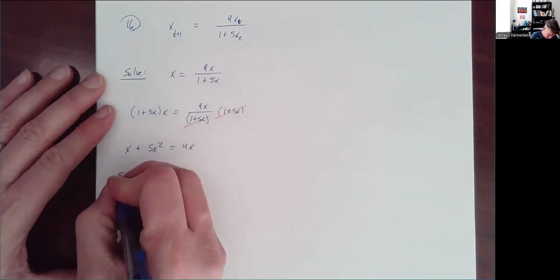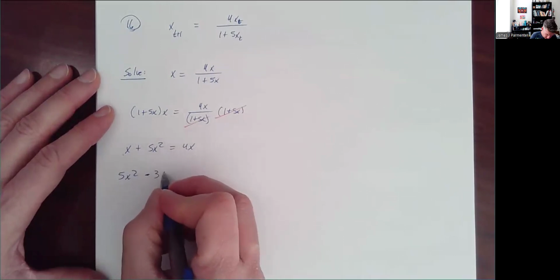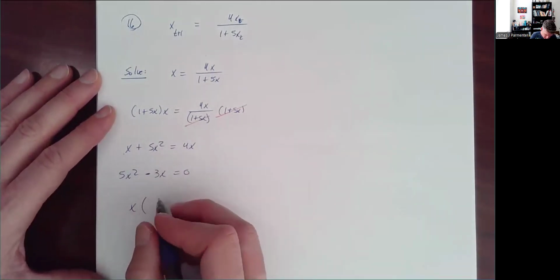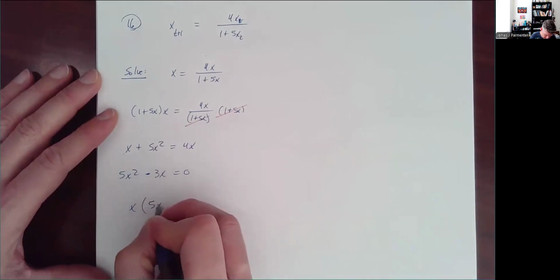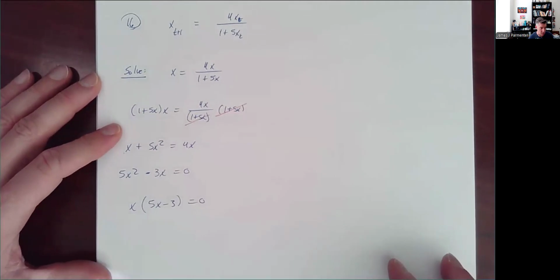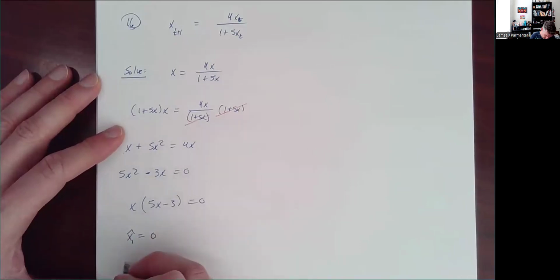So we're going to have 5x squared. x minus 4x is minus 3x. Factoring out an x, we're left with 5x minus 3. So we get two equilibria. Let's call them x hat. We have x1 hat is going to be 0, and our other equilibrium, let's call it x2 hat, is going to be 3/5.